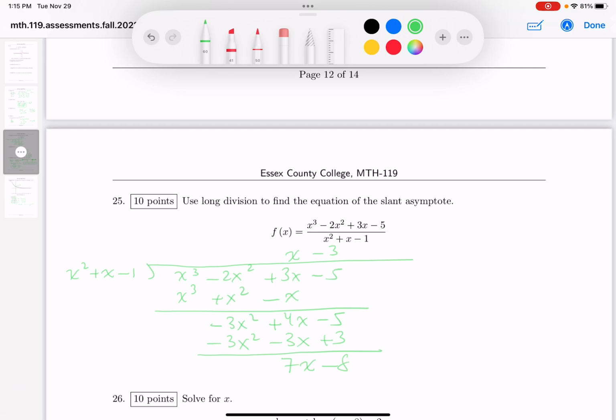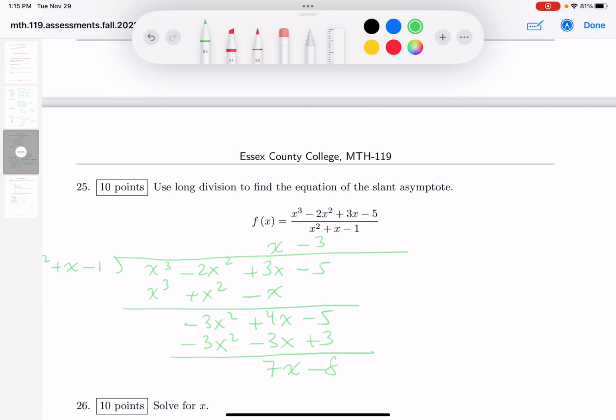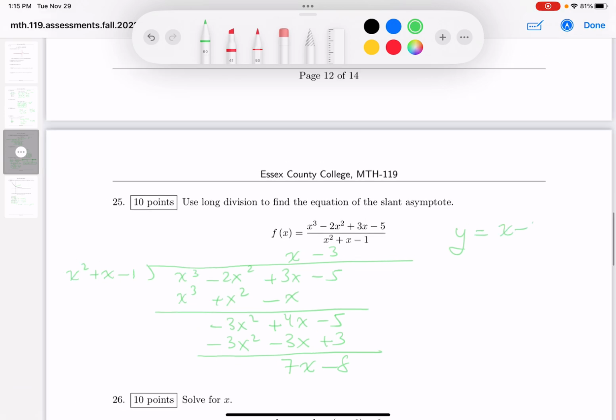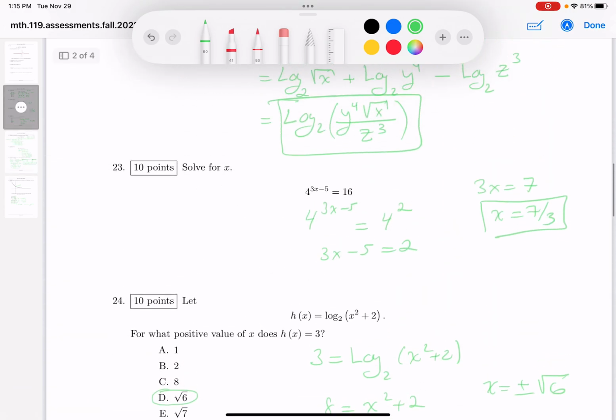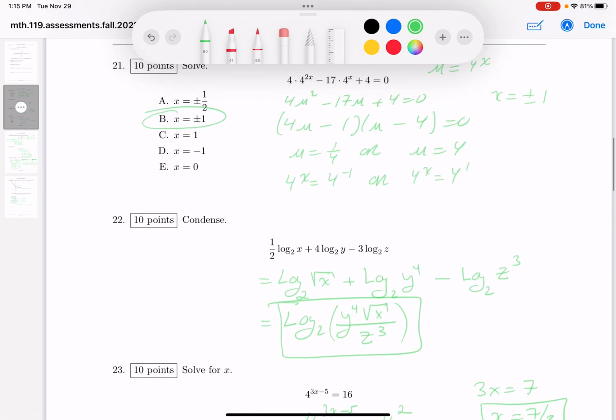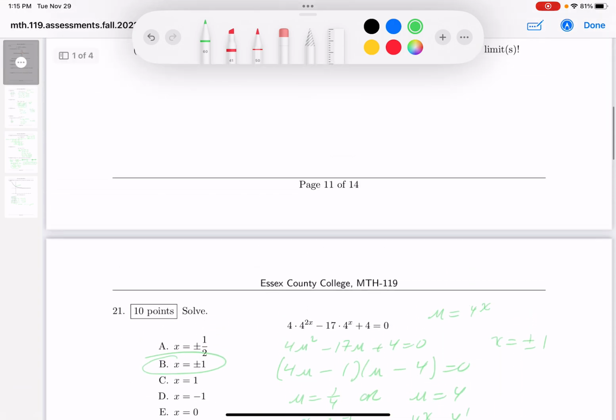What's their question, though? Use long division. I did, but they want me to find a slant asymptote. The slant asymptote is going to be y equals, whoops, x minus 3. I'll put a box in that. And let's keep going backwards. Things I didn't answer yet. I answered that. I've answered that. I'm looking at the boxes. So I got that one boxed off as well.